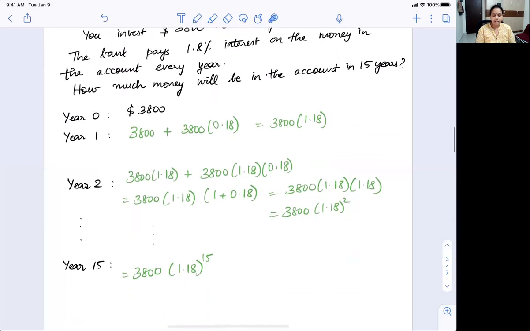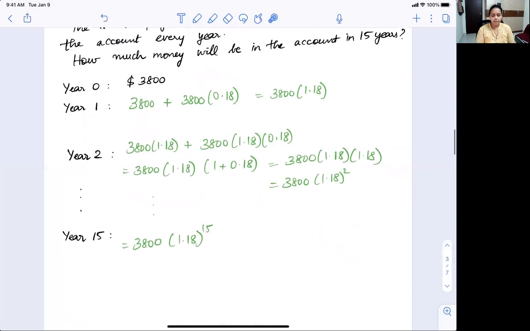Now you start seeing the pattern here, right? 3,800, and at year 1 you multiply by 1.018, year 2, 1.018 squared, and so on and so forth. At the end of year 15, you're going to end up with this amount. And this is roughly about $45,000, if I'm right. So you start off with 3,800, and in 15 years, you end up with some $45,000 without doing anything. It's just the interest which keeps compounding. And that's the exponential function in full display.